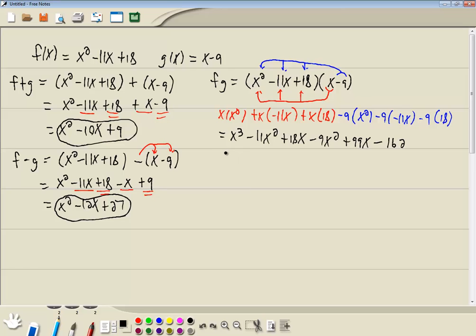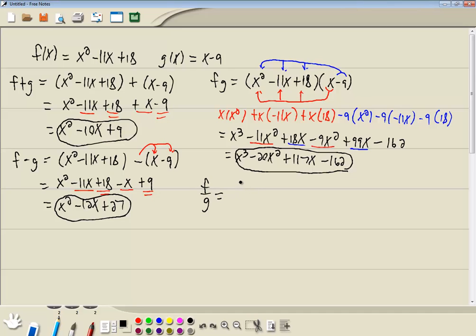Yeah, 162. Well, no matter where you are in algebra, you should always combine together like terms. Like terms, same variable, the same power. Here's an x squared, here's an x squared. Negative 11, negative 9 gives us negative 20x squared. Here's an x and here's an x. 18 plus 99 is 117x. And then I'll bring down the minus 162. And that's our answer.